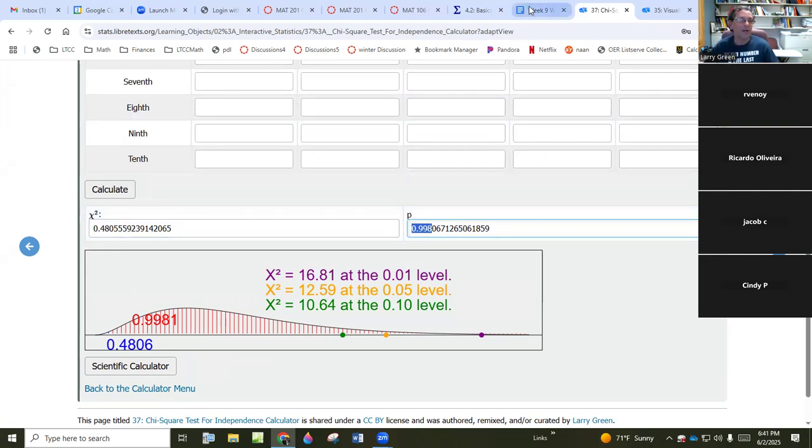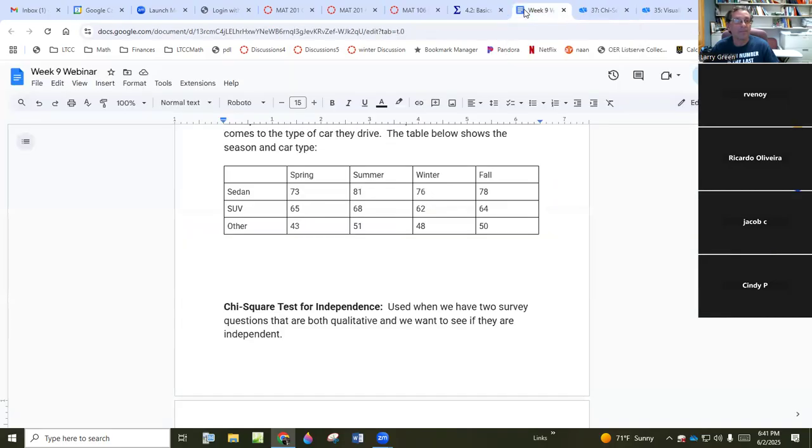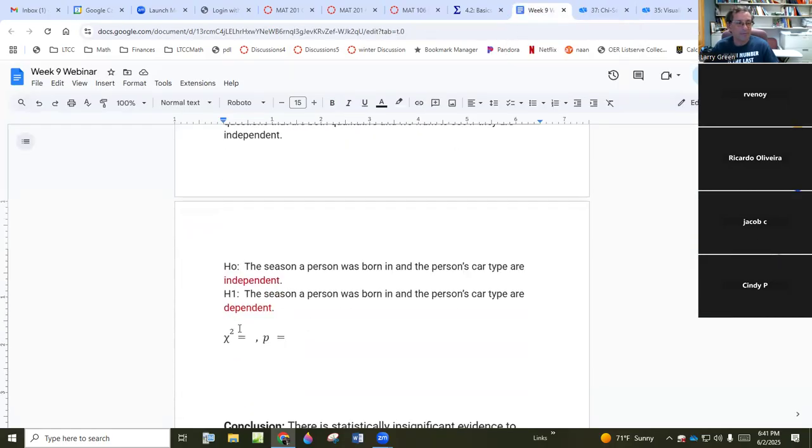So 0.48, and our p-value is 0.998. Any questions? Any questions on doing this calculation?